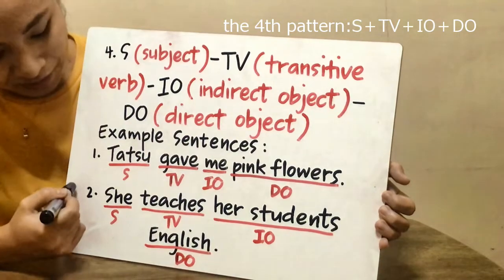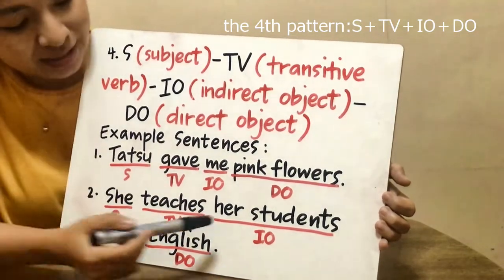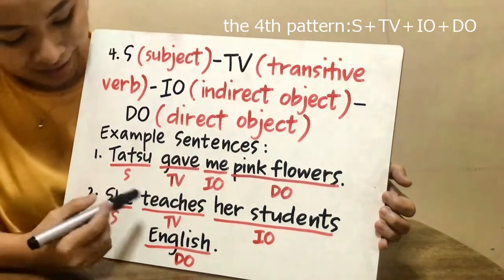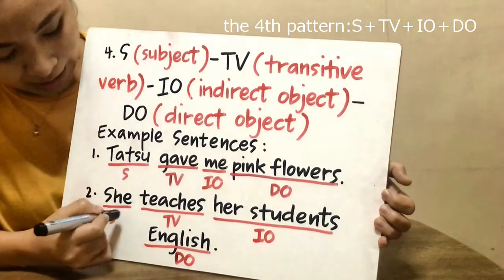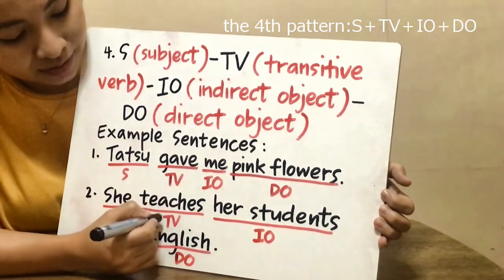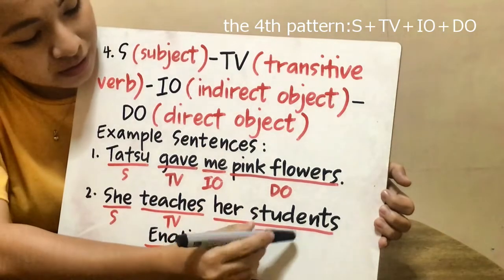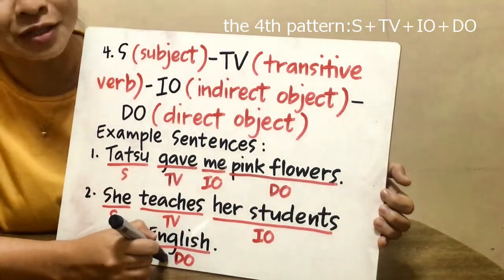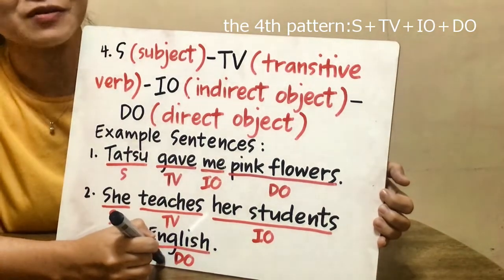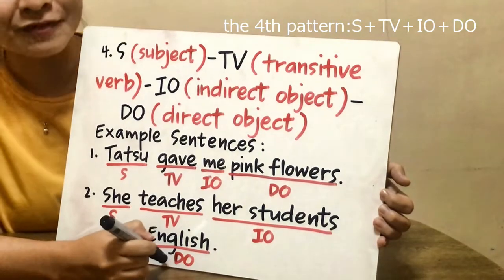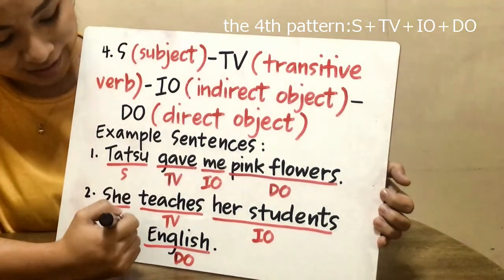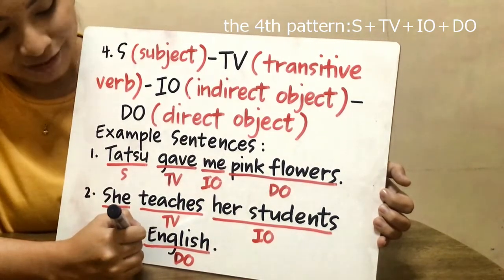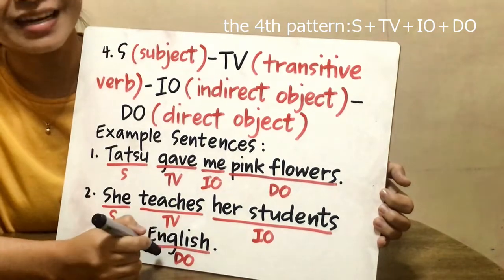Okay, let's try the second one. We have the sentence, she teaches her students English. So the same thing. Let's identify first. We have here she as your subject, teaches as your transitive verb, and her students is your, of course, indirect object, and then English is your direct object. So let's use the same questions. So first is to identify the direct object. Let's try this. She teaches what? So the answer is English. So that is your DO.